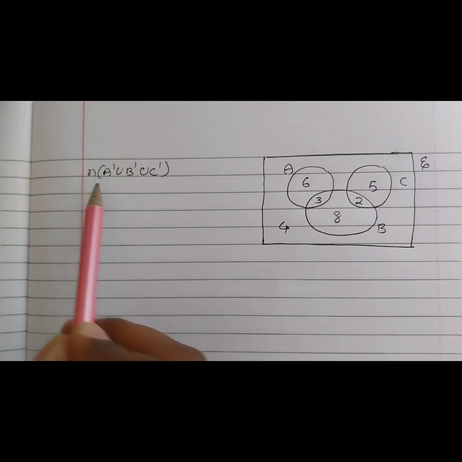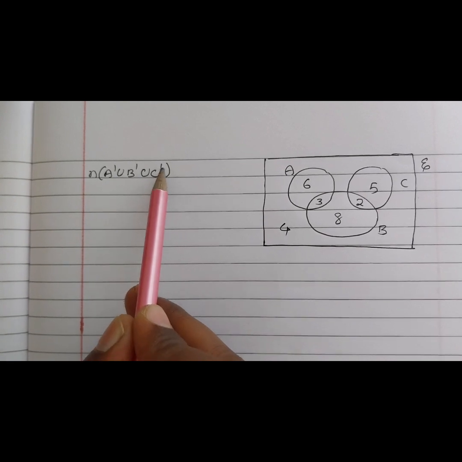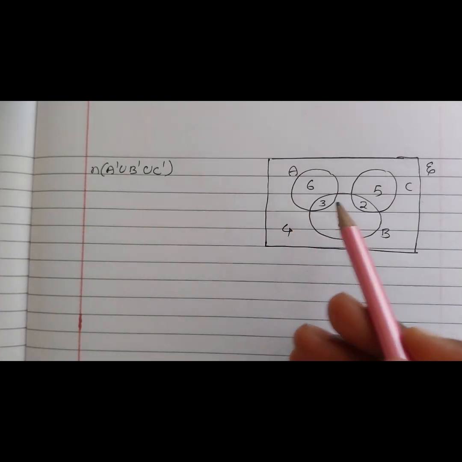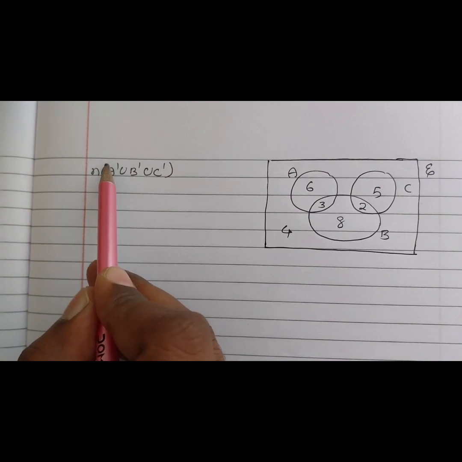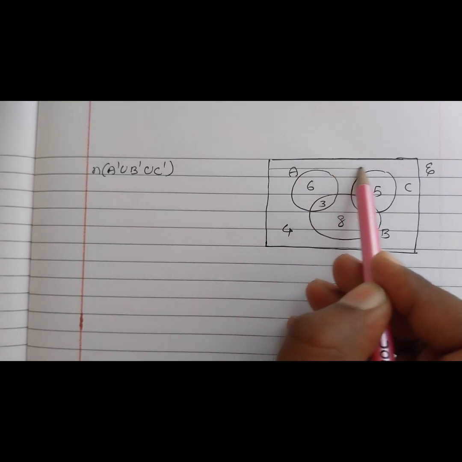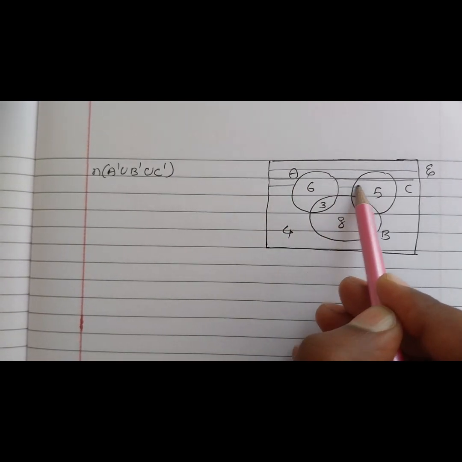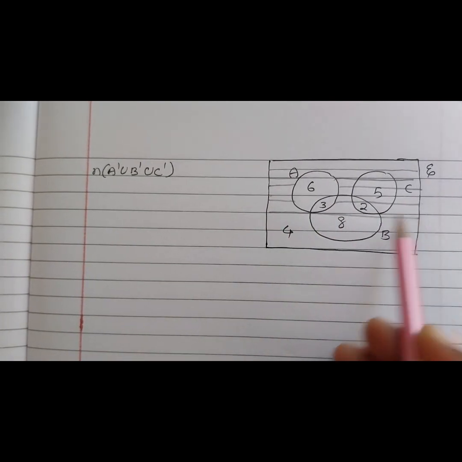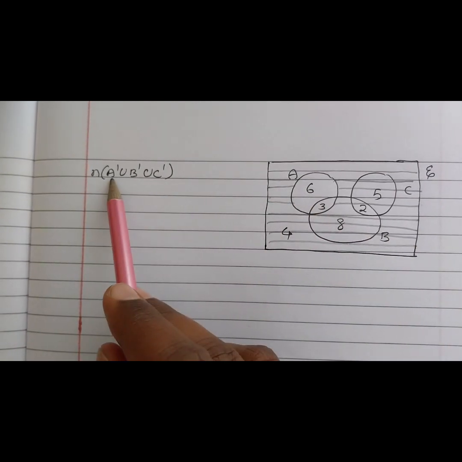Okay, next question is you need to find the number of elements of A complement, union B complement, union C complement. So to find this region, let's shade these 3 sets in different ways. So let's start with A complement. A complement is the region outside A. So let's shade the region outside A by using these horizontal lines. This is the region A complement.